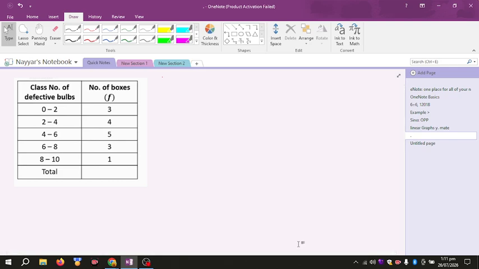Okay, so the question here, the frequency table is given to us, and the classes are from 0 to 2, 2 to 4, 4 to 6, 6 to 8 and 8 to 10, and the number of boxes are given to us. Basically the class is the number of defective bulbs, and the number of boxes is your frequency.